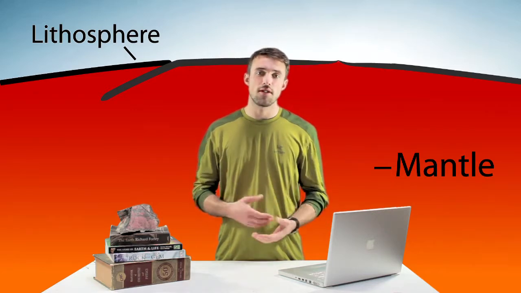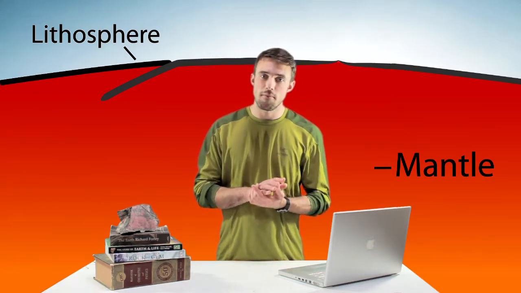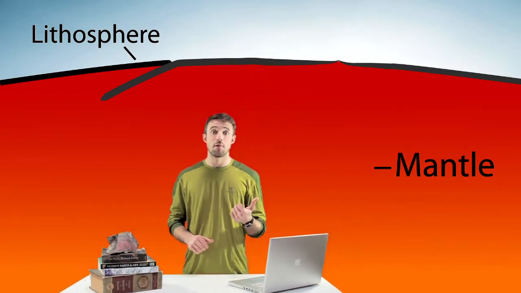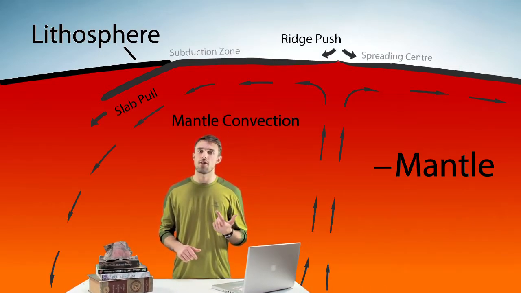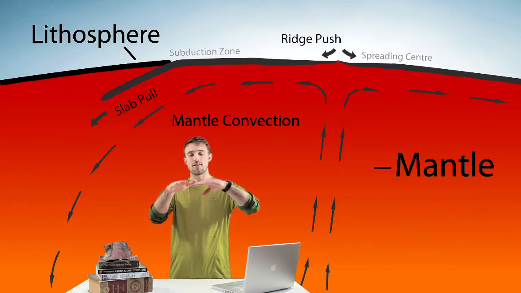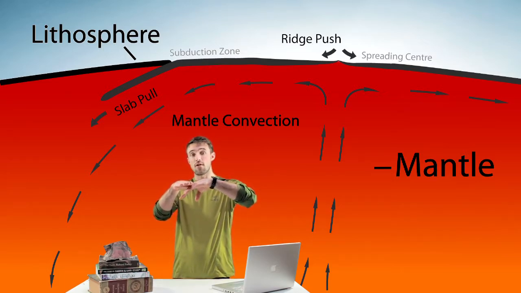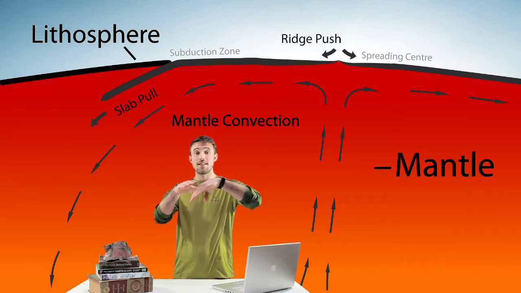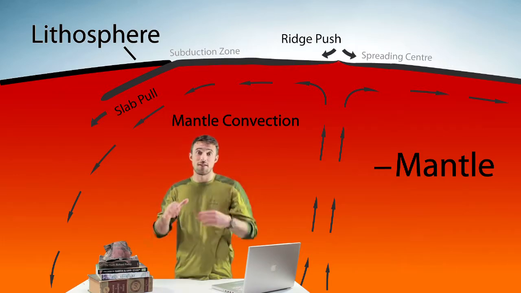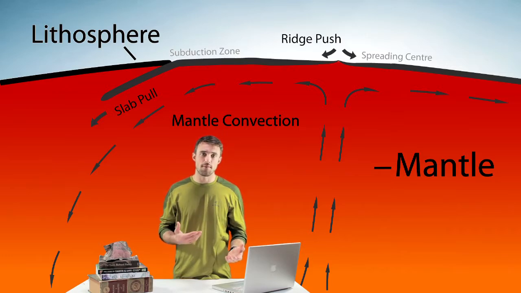But there are some good theories, and the main driving factors are thought to be slab pull and convection currents in the mantle. Slab pull is the idea that when one plate subducts under another, the leading edge of it is falling, and so it'll tend to continue to drag the rest of the plate with it underneath as a result of gravity.